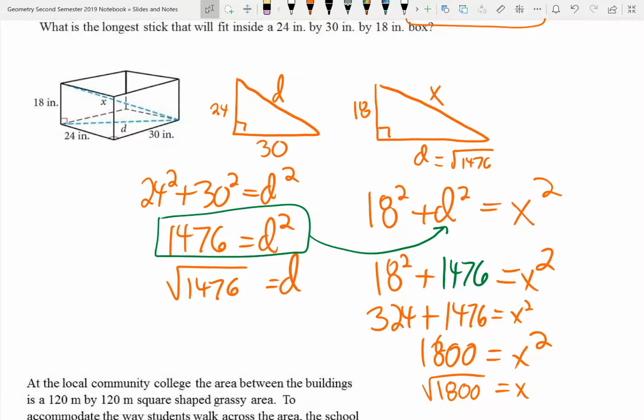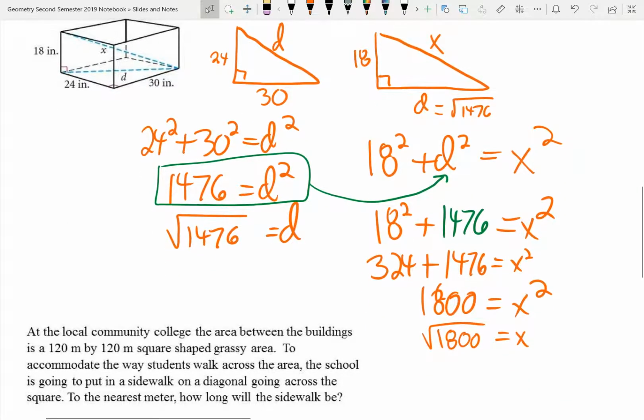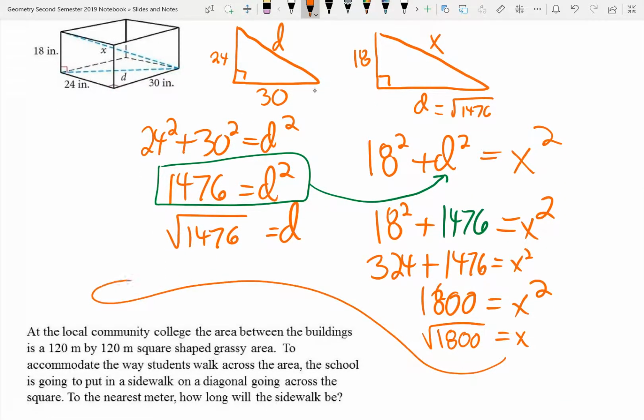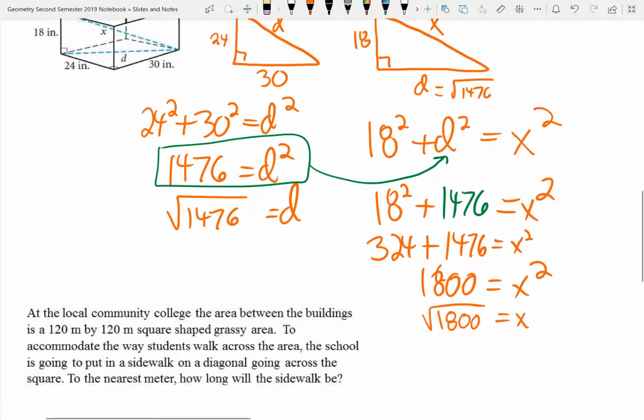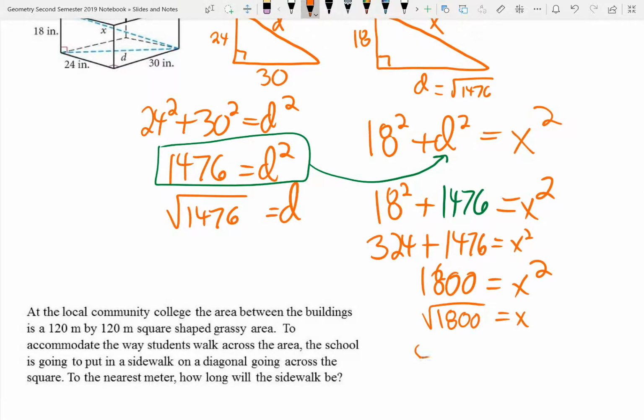So X, if we go over here, we're a little bit out of room here. Let's put it down here. 42.4 inches is approximately equal to X. There's your answer.